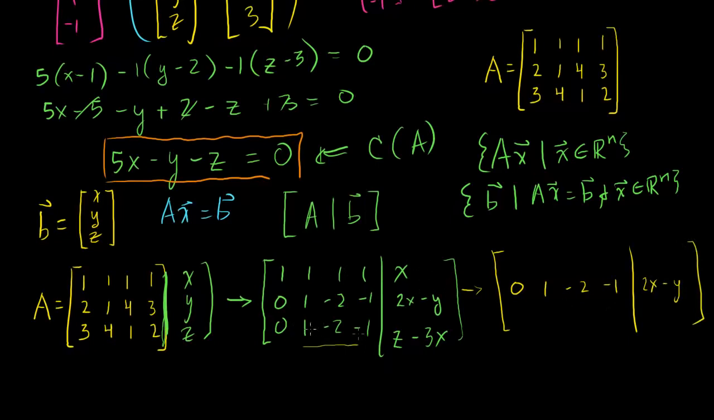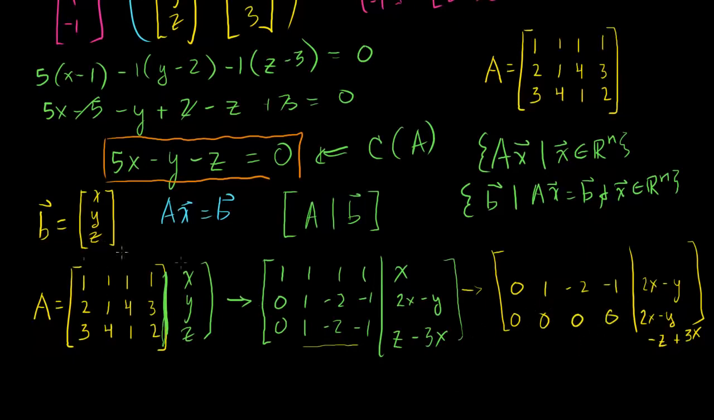But let's replace the third row, just in our attempt to go into reduced row echelon form. Let's replace it with the second row minus the third row. So you get 2x minus y minus z plus 3x. Right? I just took this minus this. So minus z plus 3x. So 0 minus 0 is 0. 1 minus 1 is 0. Minus 2 minus minus 2 is 0. And that's also 0.